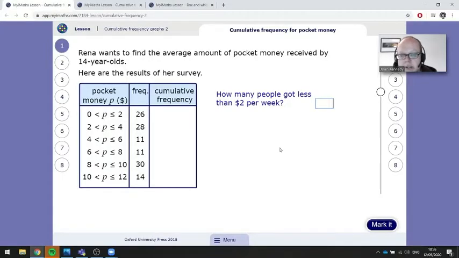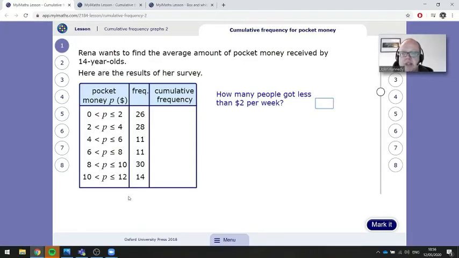Today we're going to look at cumulative frequency, and cumulative frequency is a concept that we need to discuss first, and then we can use that to draw a really interesting graph that helps us to find the interquartile range and draw box plots. First of all, let's have a look at an example.